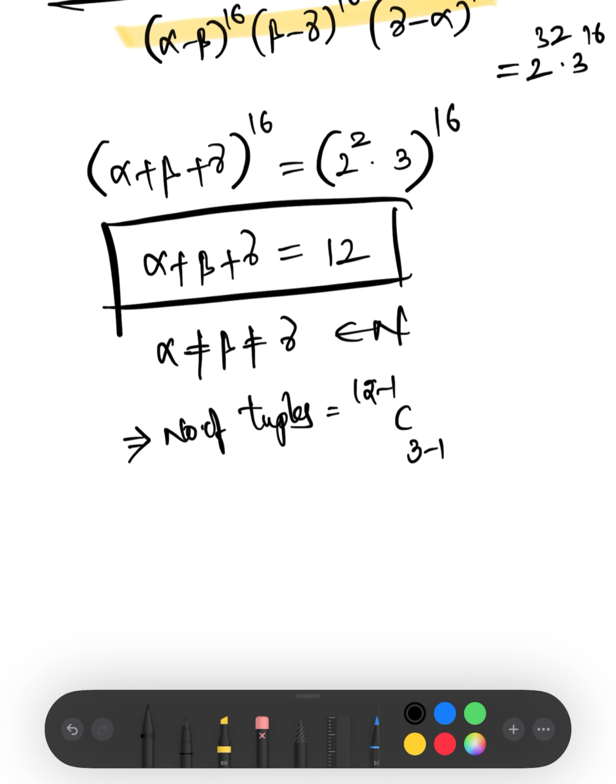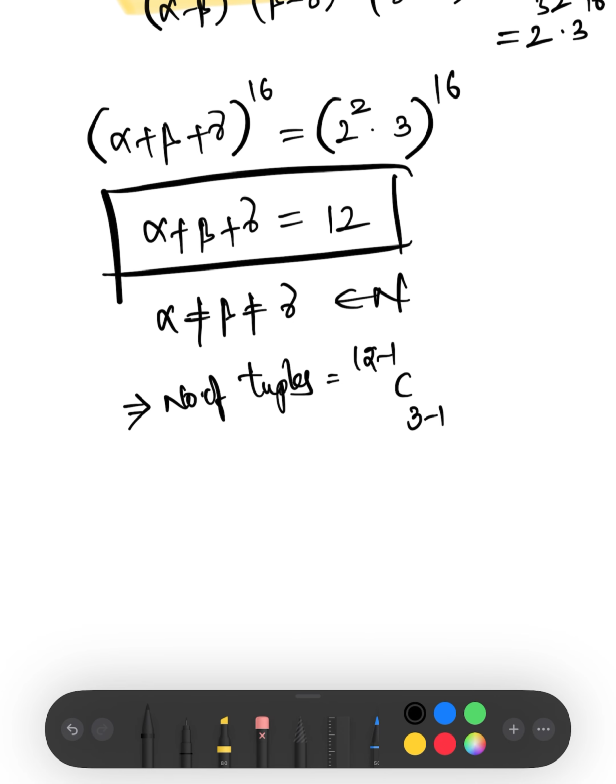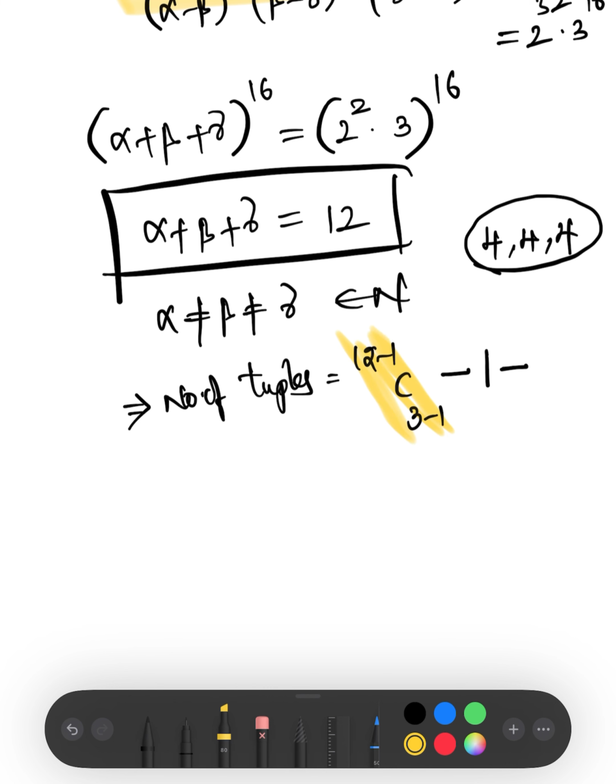In this total number of tuples, if you observe clearly, we have one combination, that is 4, 4, 4, which is also present. That will satisfy, correct? That is the only one triplet where all are equal, and I have to eliminate it because alpha is not equal to beta not equal to gamma. All 3 equal is not possible according to the concept of the question. One more thing I also have to eliminate: in this total, the cases where 2 are equal are also present. How many of those there are, I will tell you.